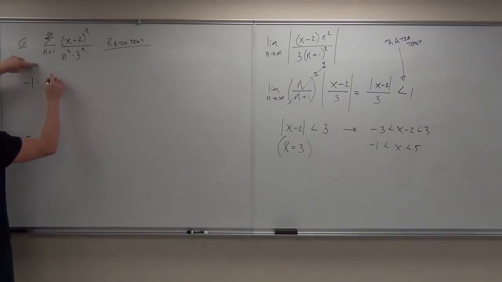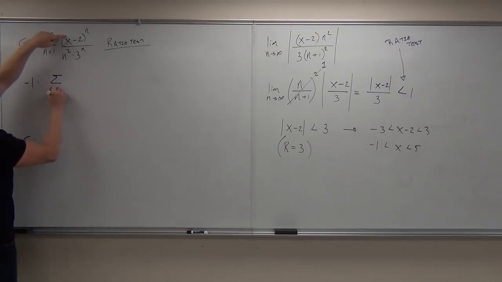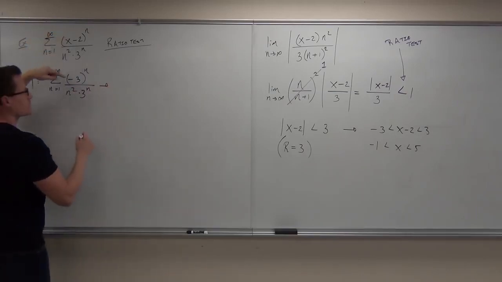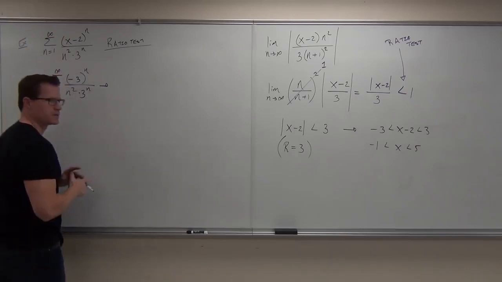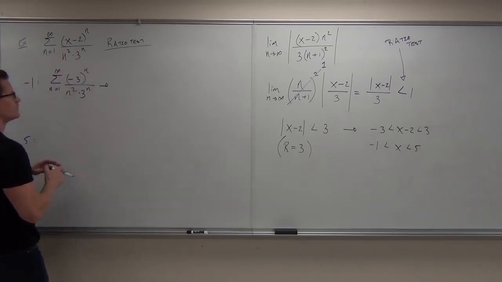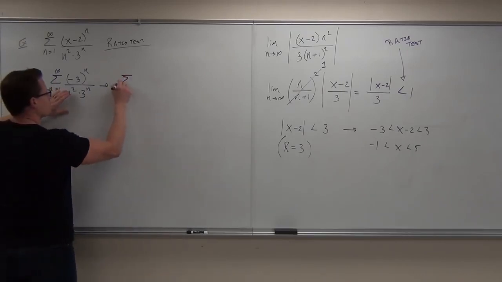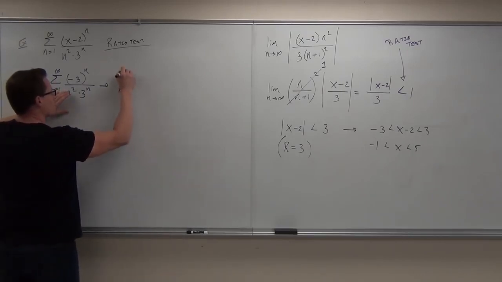So if I'm plugging in -1, remember I'm plugging in -1 right here, we end up getting -3 to the n over n squared times 3 to the n. What that gives you, if you look at this real carefully, what this gives you is what? 1/n² times negative. Kind of. It's kind of, almost. You're so close. You said one thing wrong, but almost.